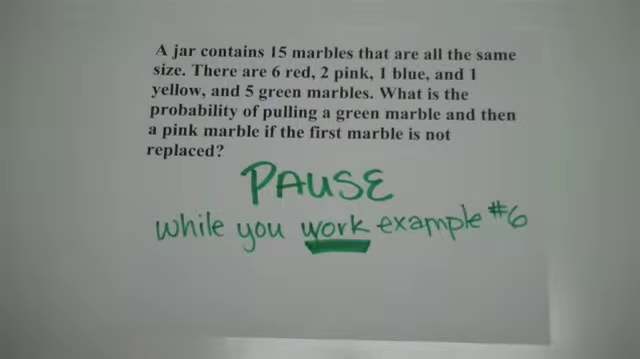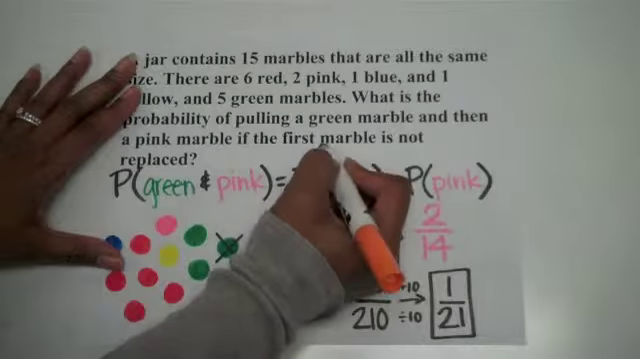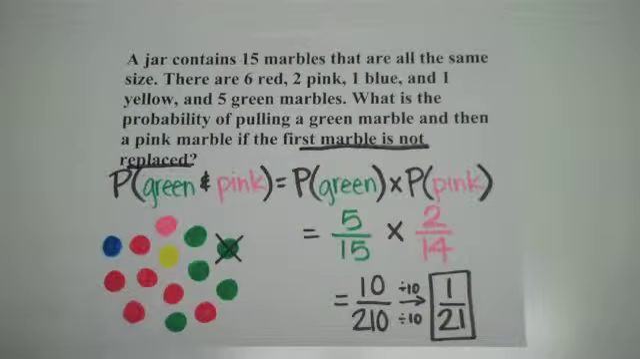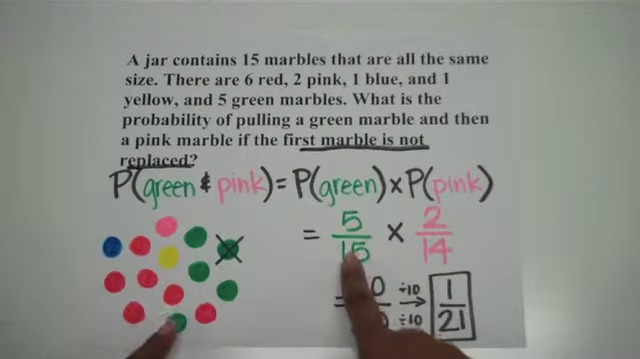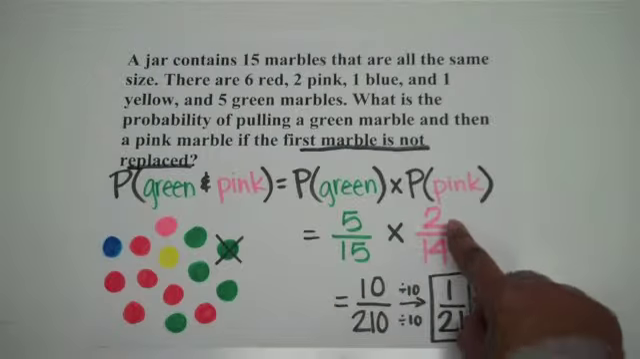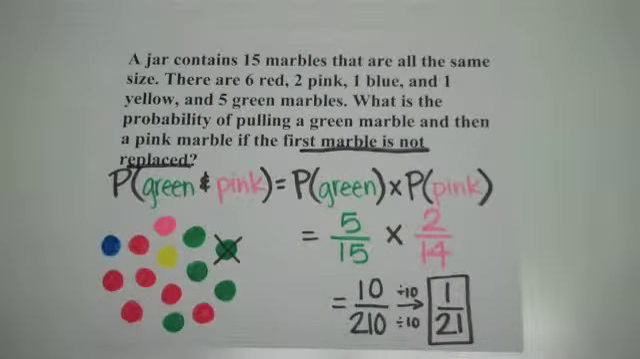Alright, go ahead and pause the video while you work the last example. So when you see that the first marble is not replaced, that should tell you that these are 2 dependent events. Okay, and so if I get that green, that's a 5 out of 15 chance. Now that that green one's gone, there's only 14 marbles left, 2 of those being pink. And so I multiply straight across, 10 over 210, and that simplifies to 1 over 21. So you have a 1 out of 21 chance of getting a green and a pink marble.